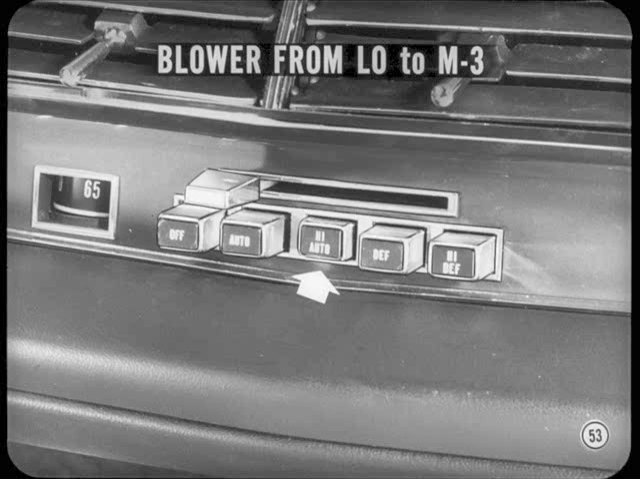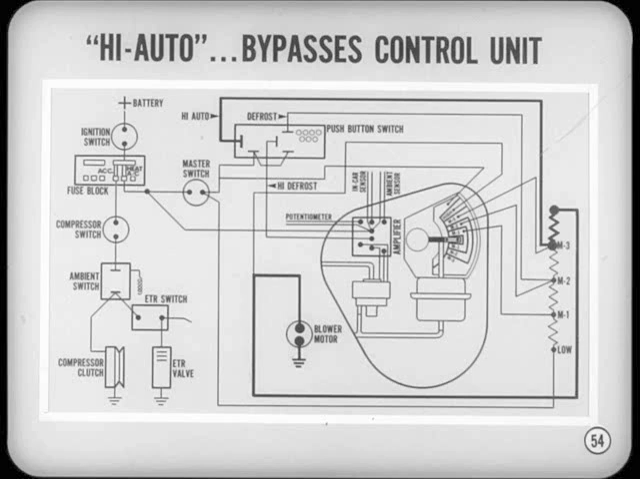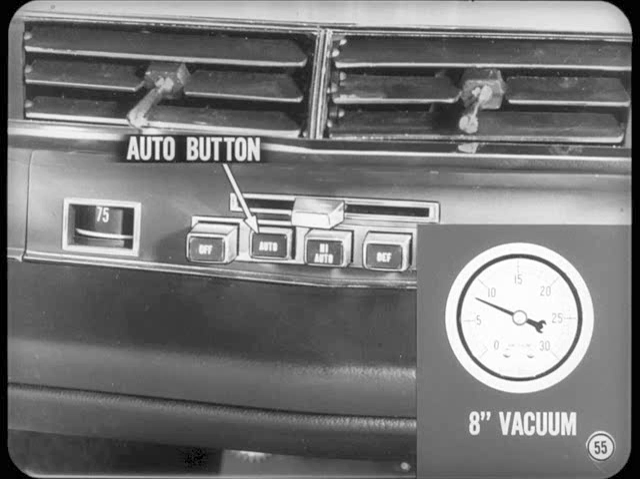Why should this happen, Jack? If I remember correctly, pushing the high auto button bypasses the control unit and goes through only one of the resistors in the blower resistor block. So, in the high auto position, the low speeds are eliminated. That's right, Jack. Now, to check out the defroster buttons, you have to again return to the auto button position.